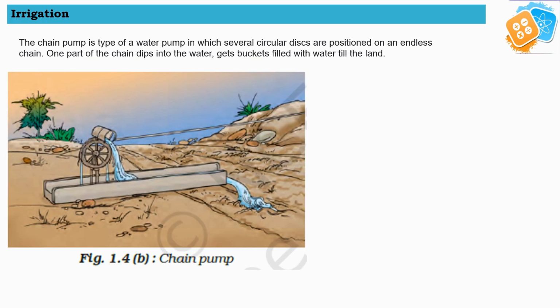Now our second irrigation system is the chain pump. The chain pump is a type of water pump in which several circular discs are positioned on an endless chain. One part of the chain is dipped into the water. As we can see here, from the reservoir this chain is coming and here the pulley is there. As the filled buckets come here, this pulley will help the bucket to get emptied and this water will go to the field. So this part will be dipped into the water and it will get the bucket filled with water, and here we are watering the crop.